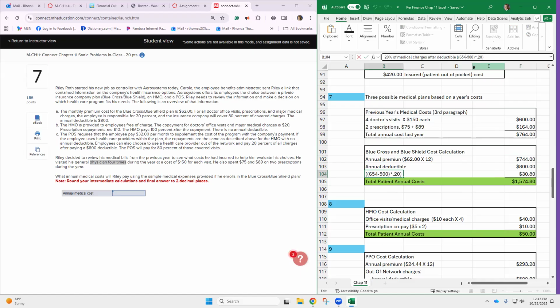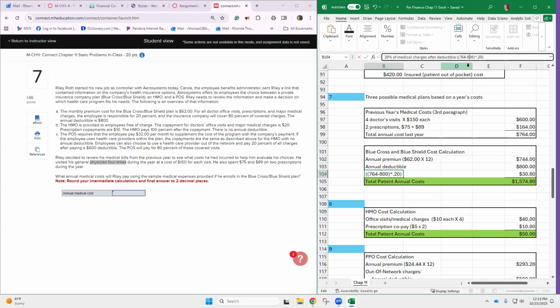His total health care from last year is $764. Okay, where am I? Yes, $764. That's why we calculated it. If he has that same scenario, that's all he has to go by. $764 minus $600. The deductible says 800. It does say 800. Let me fix it. Thank you. I was looking up here. Thank you. 800. Appreciate that.